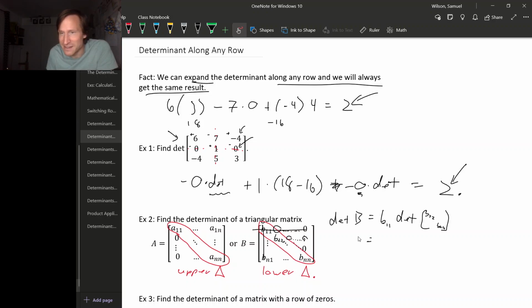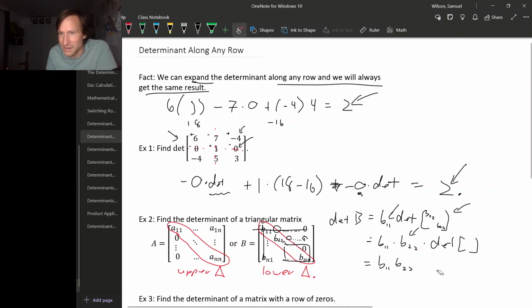So let's expand this smaller determinant across its first row. So we get B11 times B22 times a yet smaller determinant. But every time we do this, we're getting a square that is all zeros above the diagonal, so we can just go across the first row. And you can see every time we do this, we just pick up one more of the diagonal entries. So when we're all done, it's B11 times B22 and so on. Right, this is all times, not plus. So B22 times B33 all the way up to BNN.